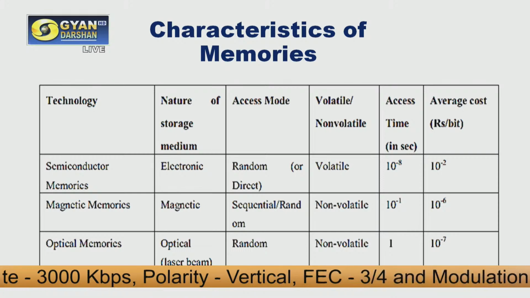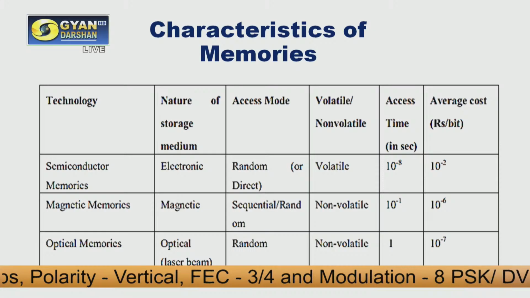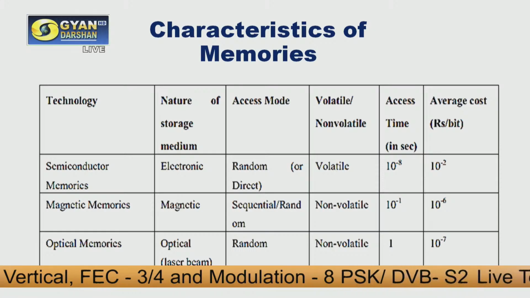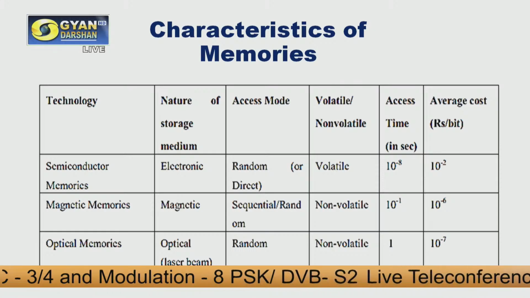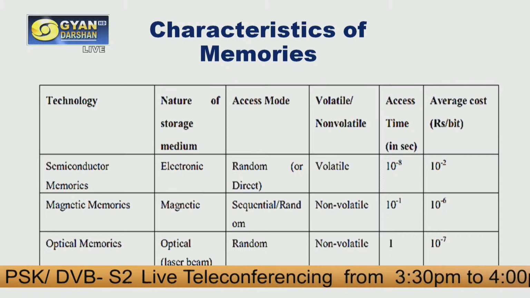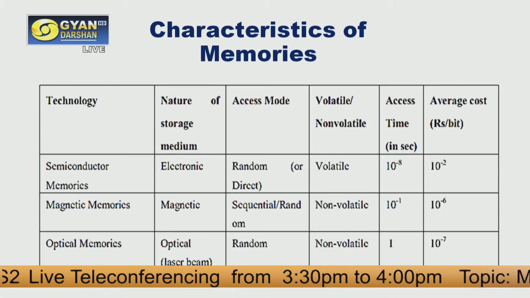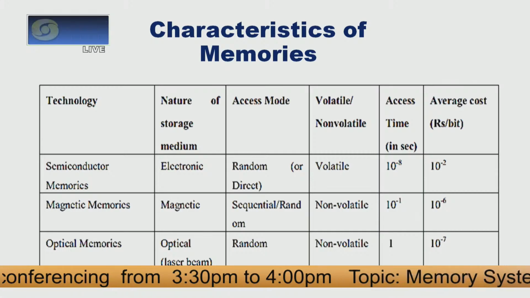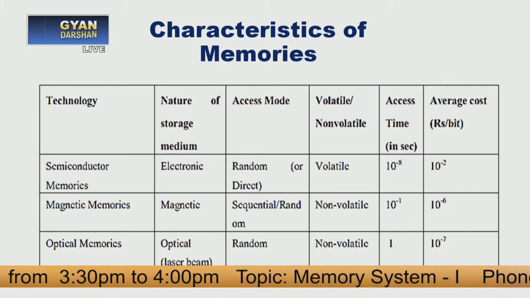And along the same lines, the optical memories use an optical laser beam mechanism to store the data. Again, their access mode is random, as in the case of semiconductors, and they are also non-volatile. Comparatively, their access time is on the higher side and their average cost is comparatively low.